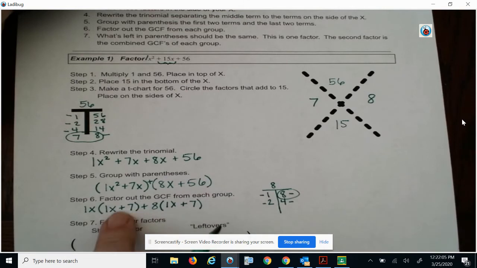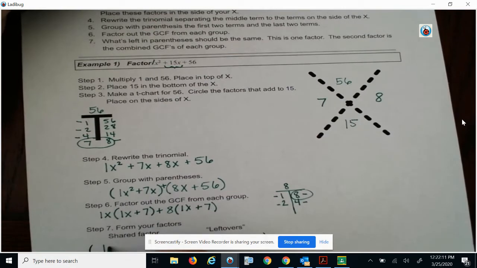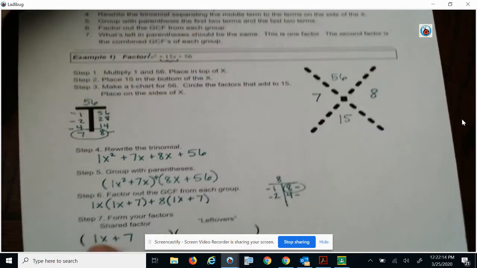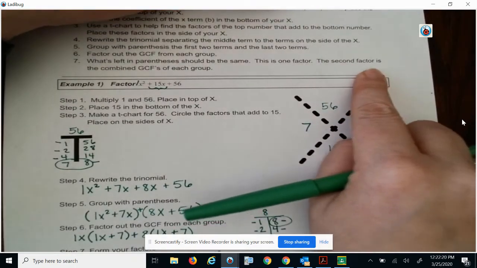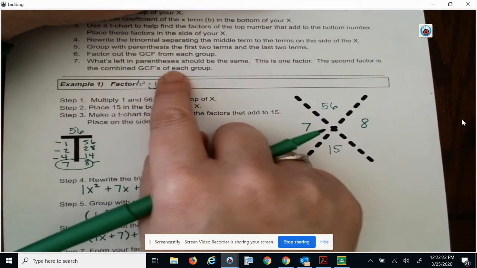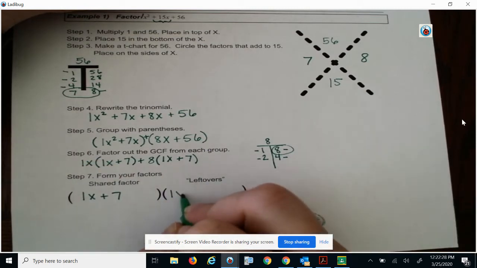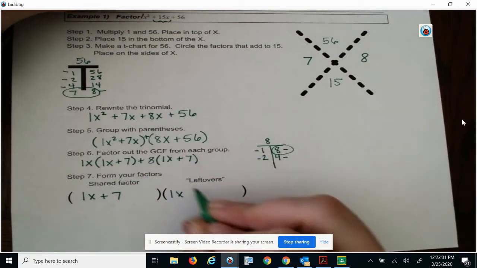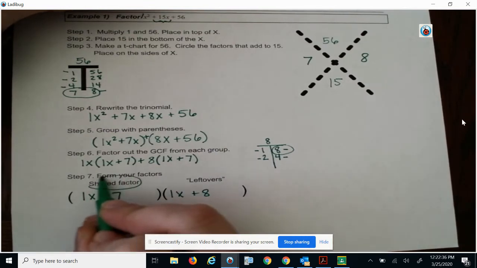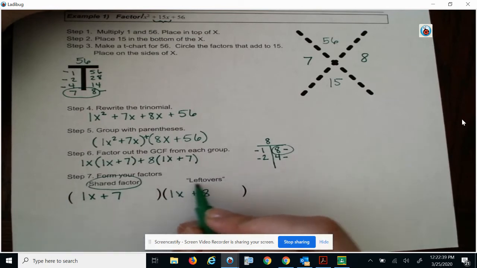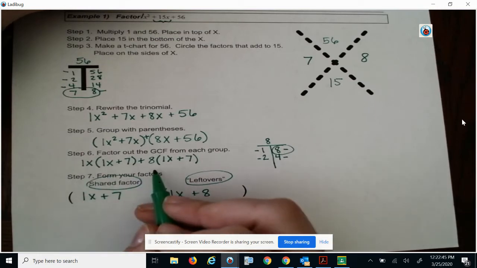Okay, so they are the same, so we want to say this is one factor. So what is the same is the 1x plus 7. Remember that 1 can be invisible and you don't have to write the 1. And then the second factor is the combined GCFs of each group. So my second factor is this 1x, and then the plus 8 that's here. And I did that backwards. Shared factor, yes, and leftovers. So we have our shared factor in there and our leftovers, the 1x plus 8.